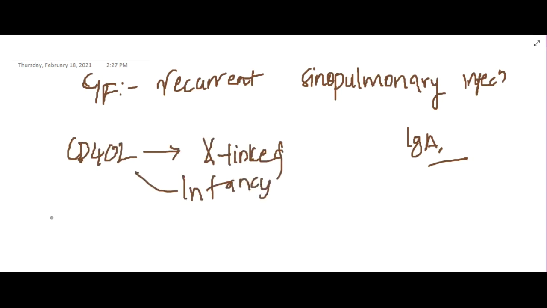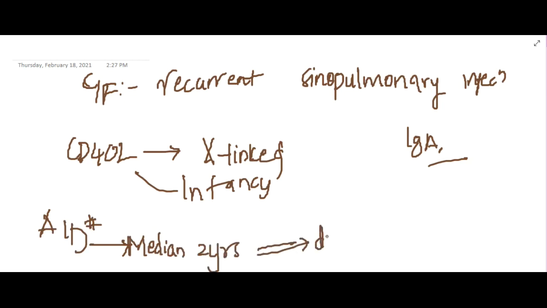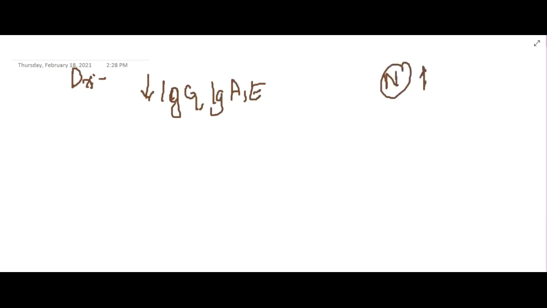If it is caused by activation induced deaminase deficiency, then this will present in around 2 years of age, and this presentation can also be delayed up to 10 to 20 years of age. So now if we see the diagnosis, there will be decreased IgG, IgA and E are decreased, and there will be normal or high IgM seen.